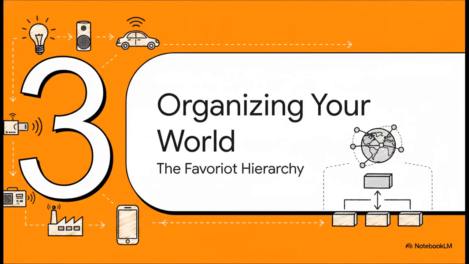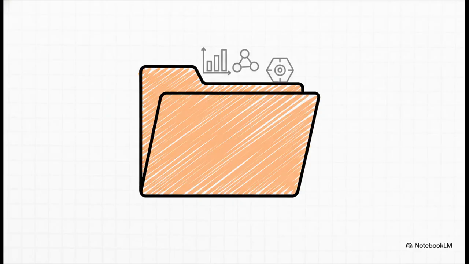So, you've got the tools, but how do you even begin to organize thousands or maybe even millions of devices in a way that actually makes sense? Well, that brings us to section 3, where we'll see how Favoriot's hierarchy creates a kind of digital twin of your physical world. At the very, very top, you have the project.